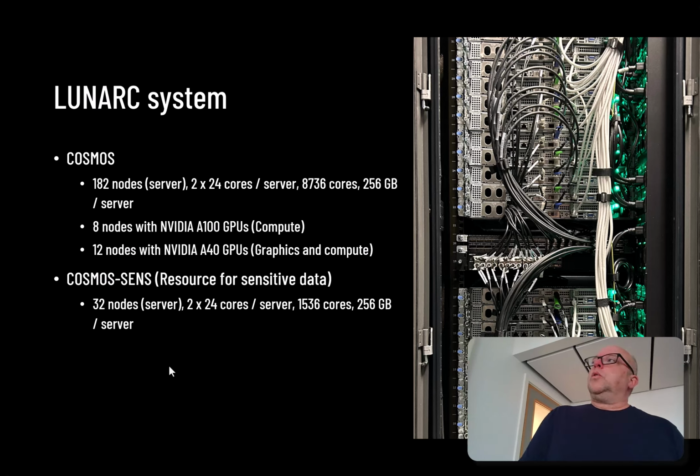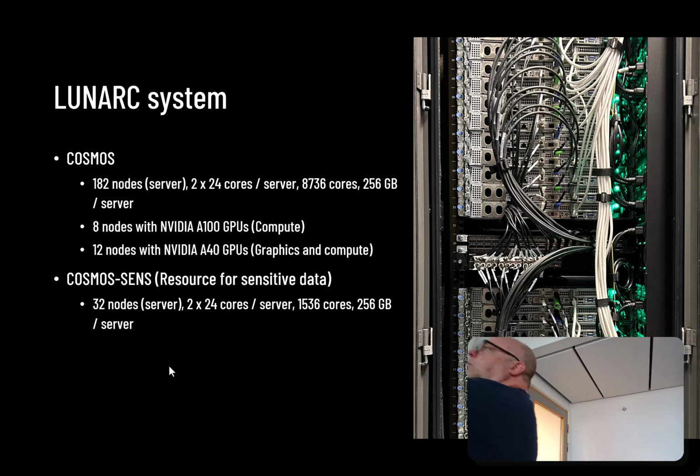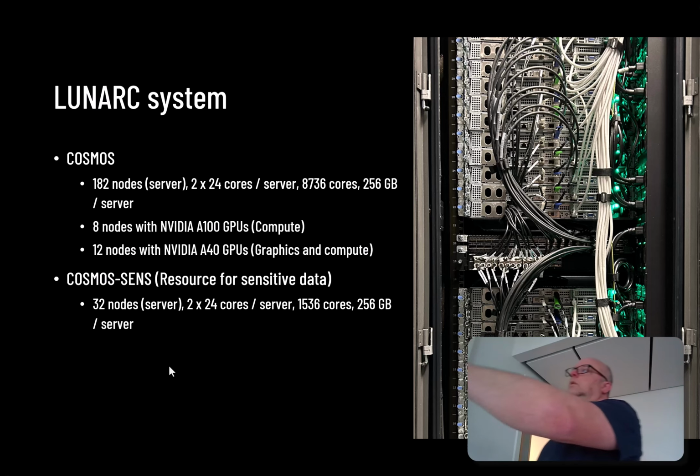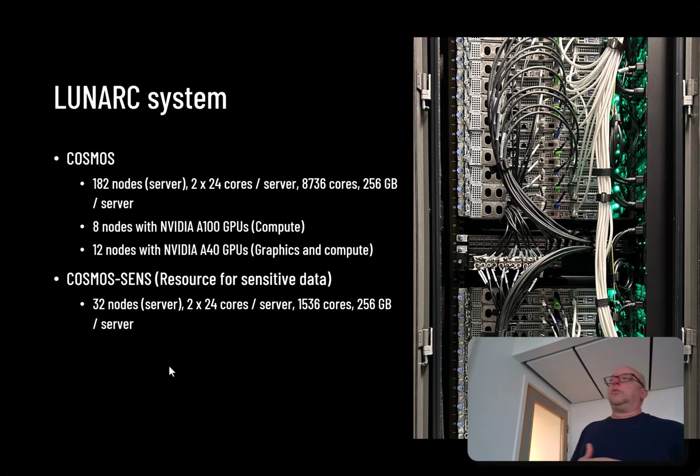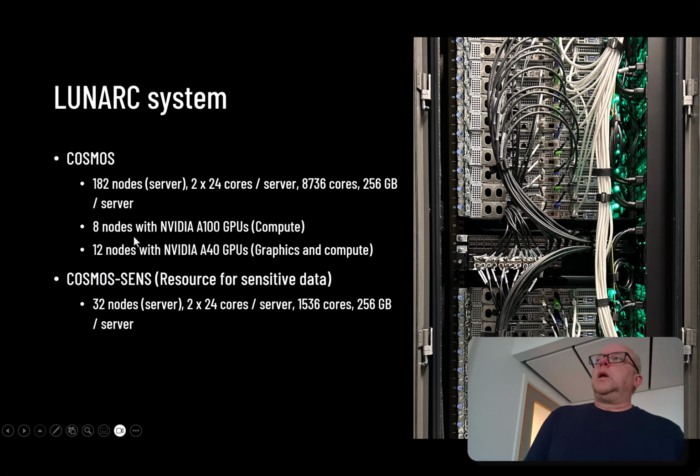And the current one is Cosmos here, and you can see the back end of our servers. These are servers here, and the network cables in here. The black cables here are the InfiniBand network, and the white ones are the standard network for administration. We have 8 nodes with NVIDIA A100 GPUs. These are for running AI models, for example, and graphics applications. A40 is more graphics cards.